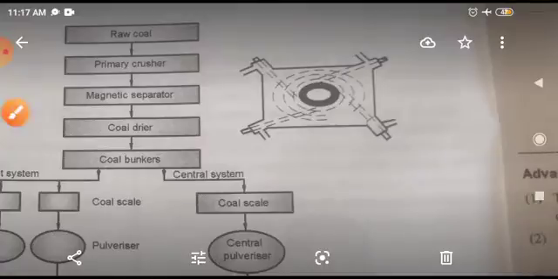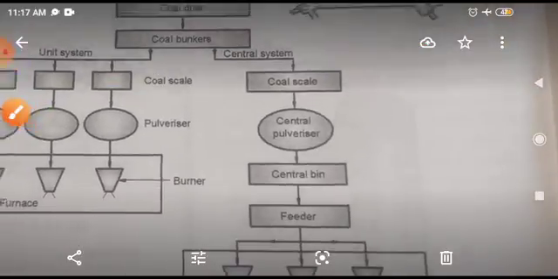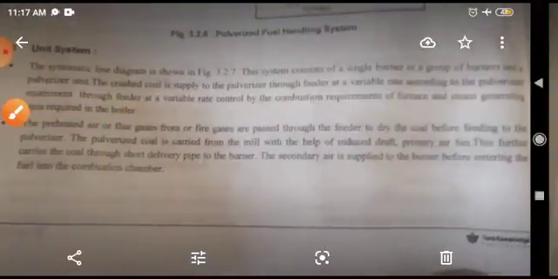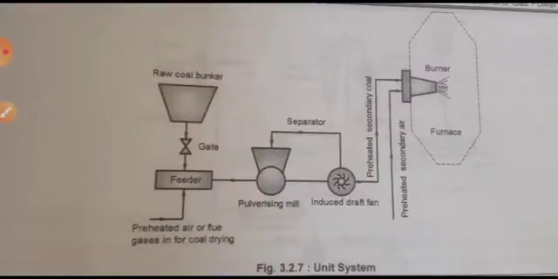And here you can see the burners which are firing the pulverized coal for burning. The systematic line diagram of the unit system is shown above. Let me show you the diagram. Here this unit system is here.